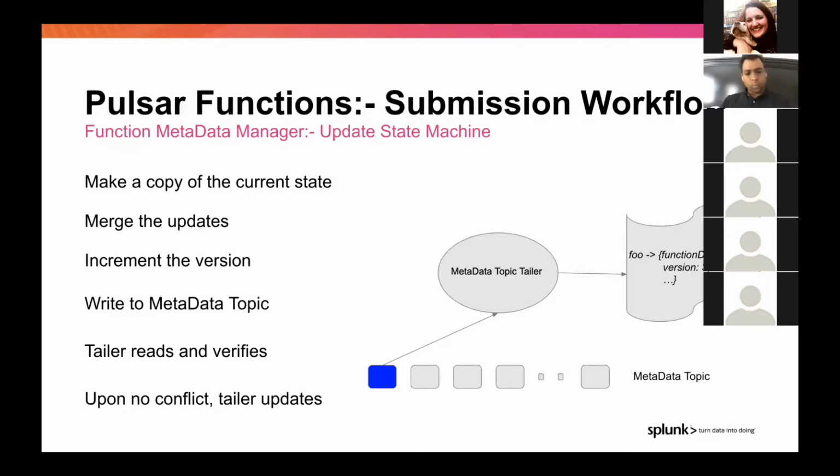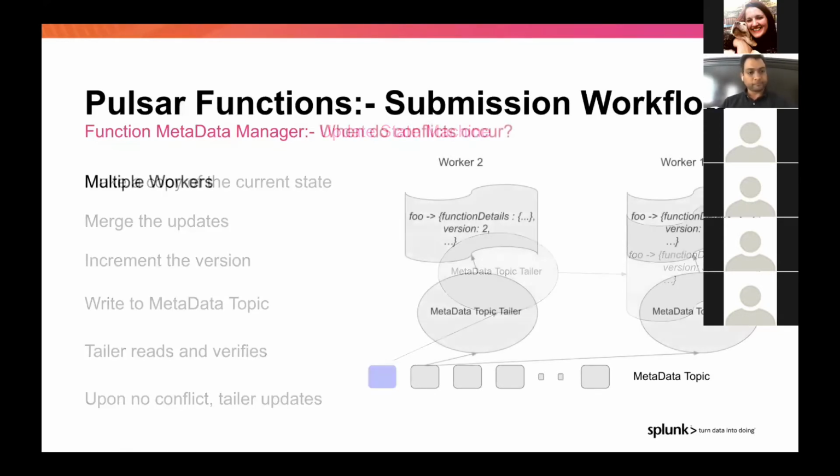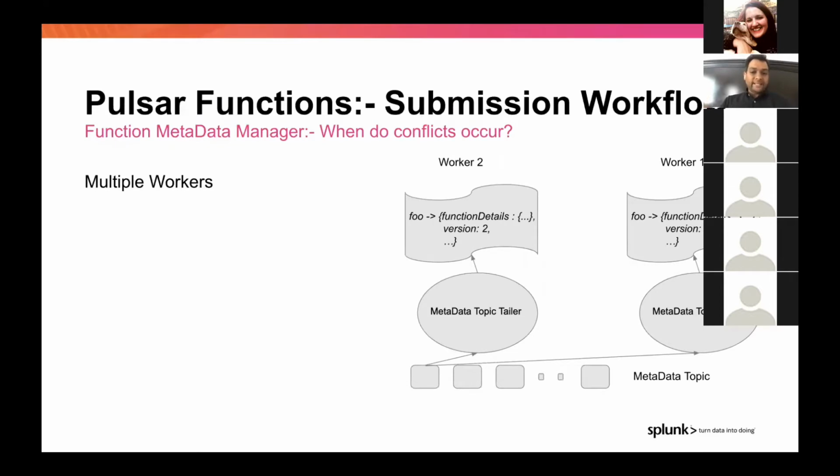Wait a second. Why do we go through all of this dance? What do you mean by conflict? Why do we do this complete dance of writing to a topic and then reading back the same message again? One of the key things that we do is that any worker can handle the update messages. So when you're submitting an update function, that request can go to any one of the different routers, any one of the different workers.